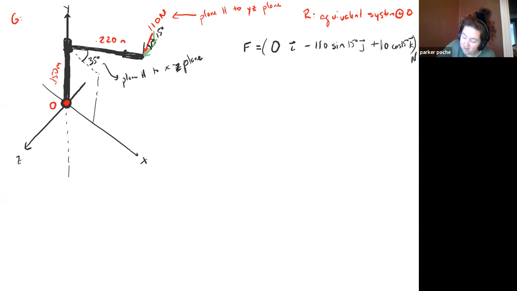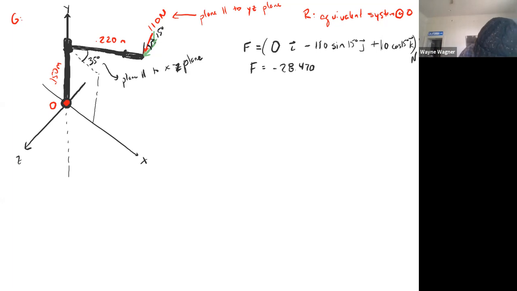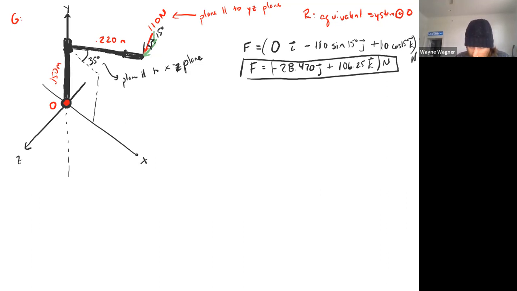So that's in newtons. Again, just for simplicity, I'm going to solve this because it makes my life a little easier to plug this in fairly early. Sine 15, so 110 sine 15 is 28.470, negative 28.470 j plus 110 cosine 15, which is 106.25, 106.25 k. Again, this is newtons. Now, when I do my equivalent system at O, here's my equivalent system.